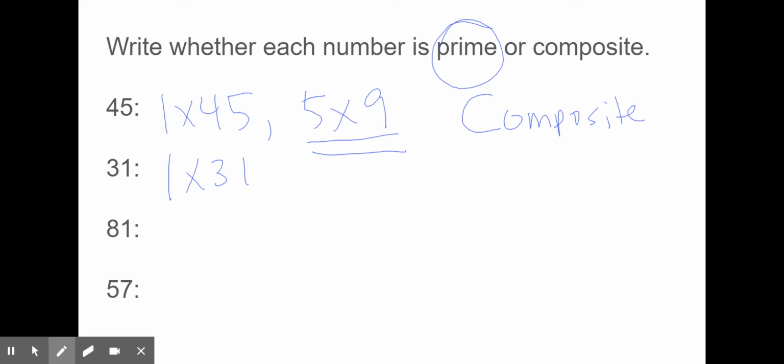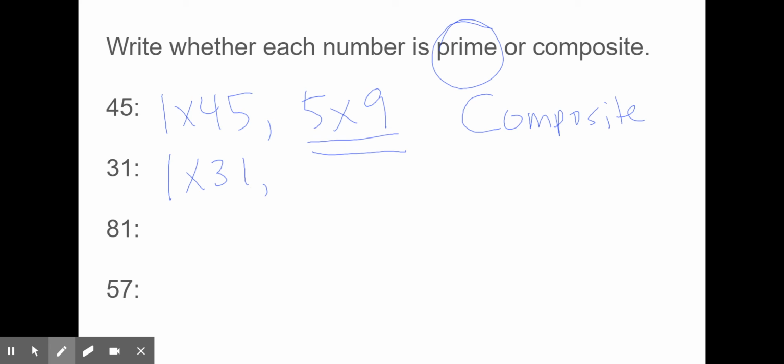Now, if that were the only factor pair, that would mean it would be prime, but let's find out for sure. So is 2 a factor? Nope, 31 doesn't end in an even number. Is 3 a factor? Nope, 3 times 9 is 27, 3 times 10 is 30, 3 times 11 is 33. 3 is not a factor. Or if you want to use a trick, 3 plus 1 is 4. 3 is not a factor of 4. Is 4 a factor? Nope. 4 times 7 is 28. 4 times 8 is 32. We go right past that.